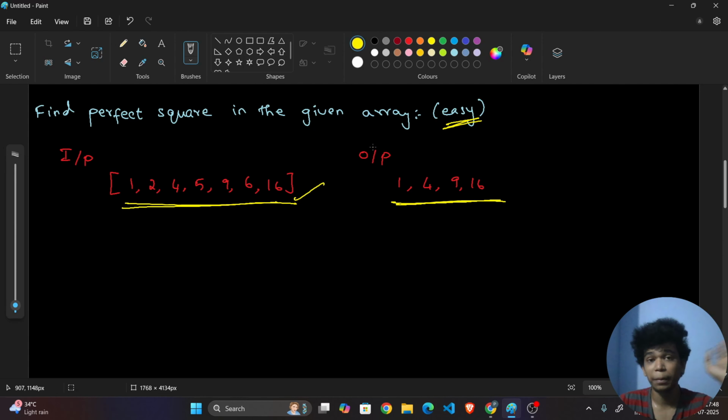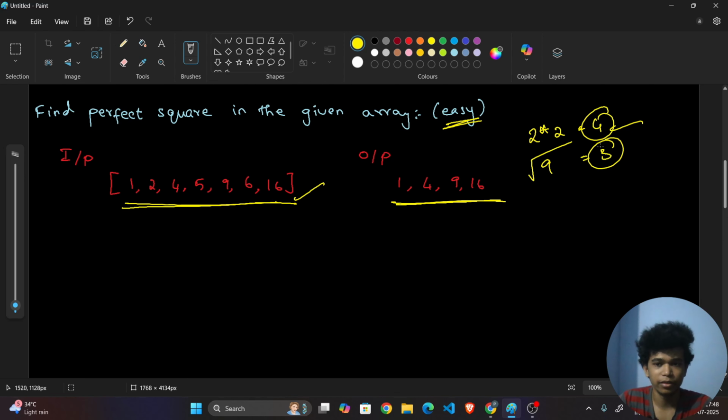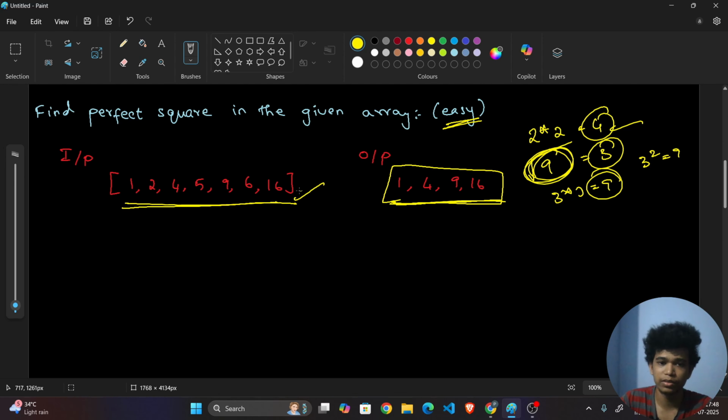So what is meant by a perfect square? A perfect square number is one where we square some other number so that it results in the current number. For example, 2 into 2 is equal to 4, so 4 is a perfect square. And then 9: if I take the root of 9, it will be 3. So 9 is a perfect square because 3 into 3 is equal to 9. So that's why we are selecting these 4 numbers alone from this given array. Can you understand this?